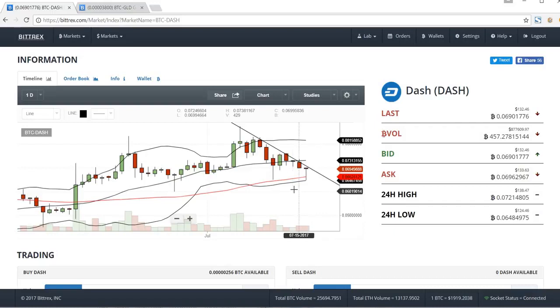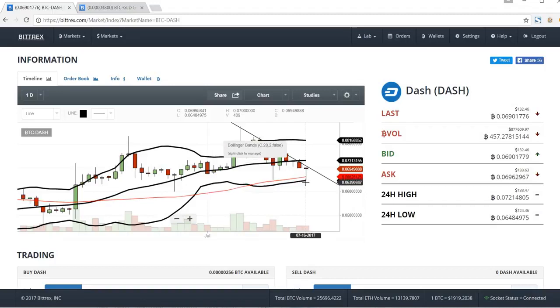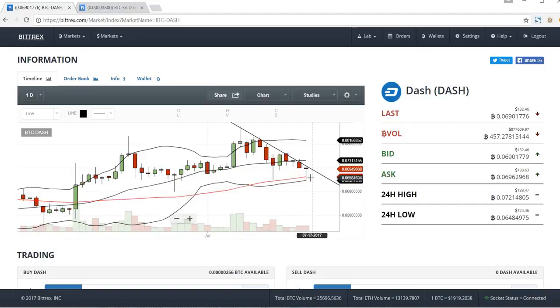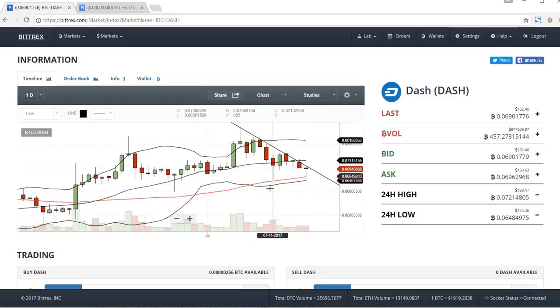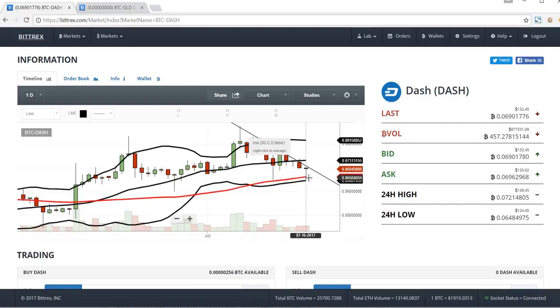What's interesting is that the price has touched the moving average. It did that today, and it also did that 6 days ago. So this could indicate that we have gathered strength, and we could be about to make a move to the upside again.